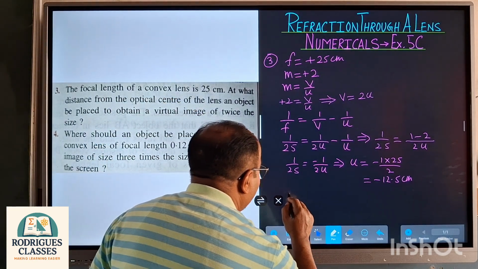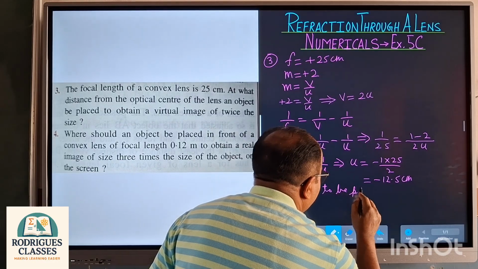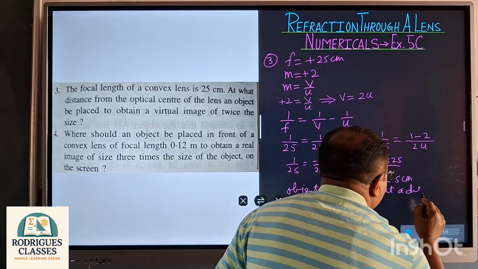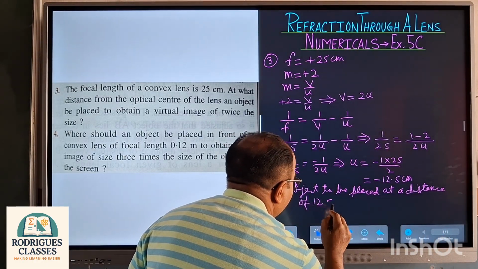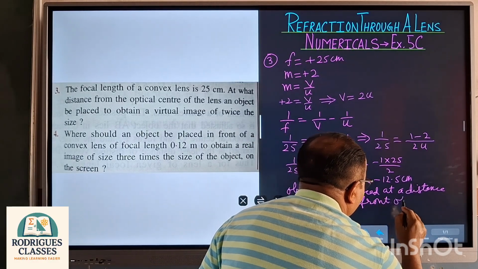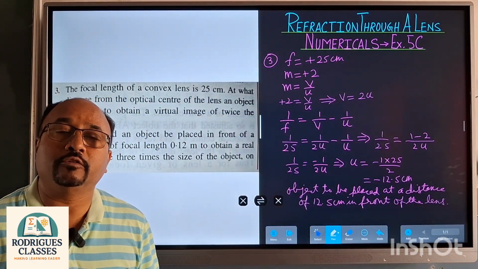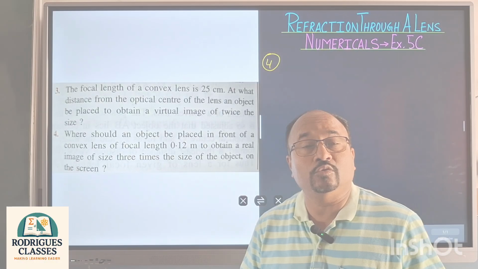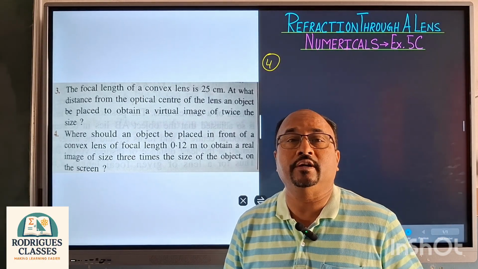So I will write here: object to be placed at a distance of 12.5 centimeter in front of the lens. So this very important numerical is done, and I hope you have understood it. Now we come to another very important sum similar to the previous one, and you will get to learn another very important thing in this numerical.